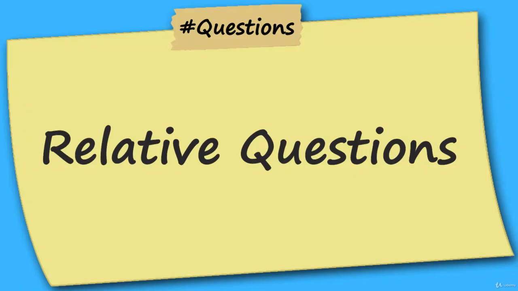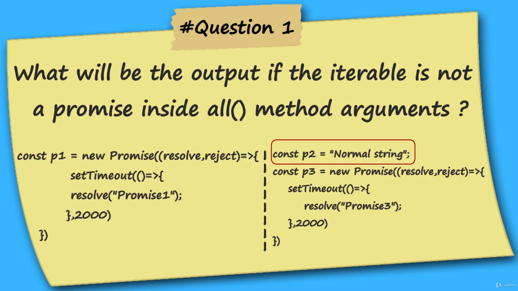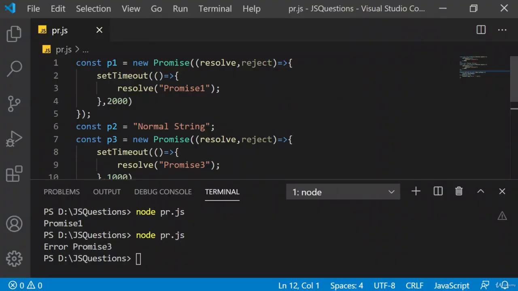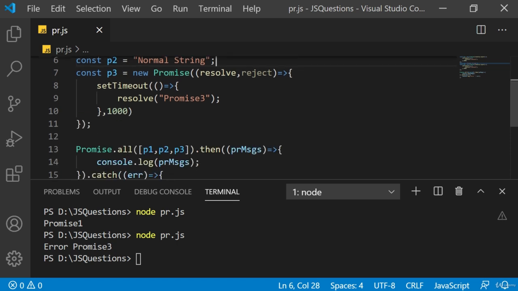Let's discuss related questions of this topic. The first question is, what will be the output if the iterable is not a promise inside the all method arguments? For example, as shown below, where P2 is not a promise. So the answer is that we have P2 as a normal variable. It's not exactly a promise. Now that is passed here in the iterable.